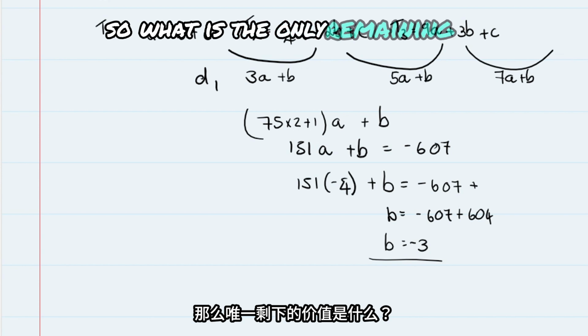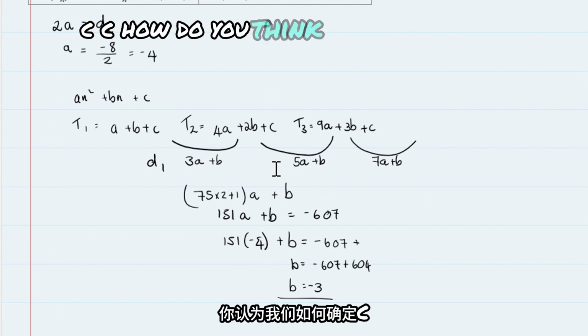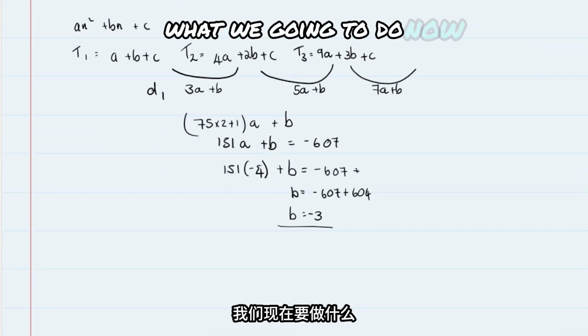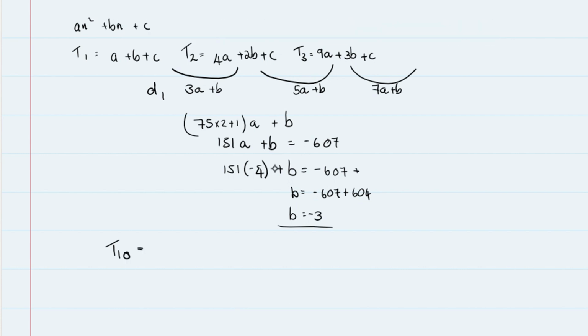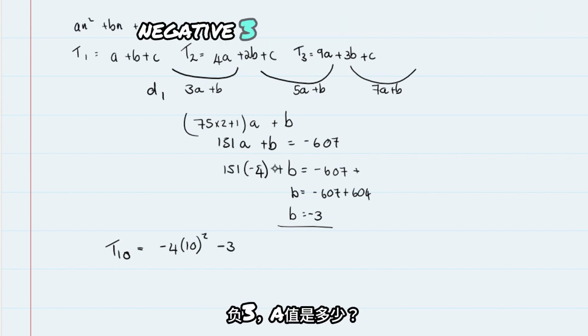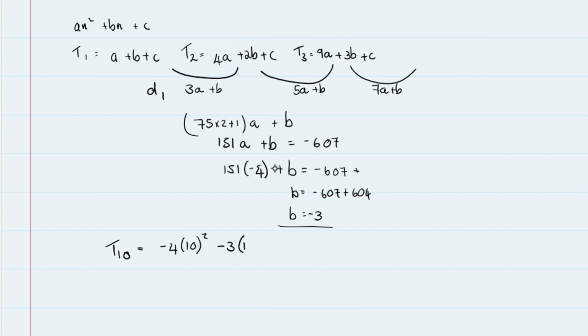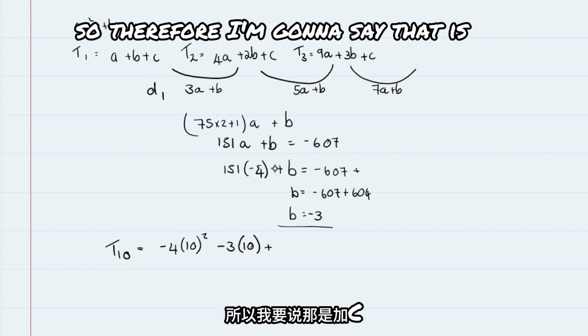So what is the only remaining value that I still need to determine here? Any suggestions? C. How do you think we can determine C? What we're going to do now is substitute term number 10. Because term number 10 is equal to, what is the A value again? Negative 4. What is the N value here? 10. What is the squared? Minus, what is the B value? Negative 3. The N value is 10. And then the C value is currently still unknown. So therefore I'm going to say that is plus C.